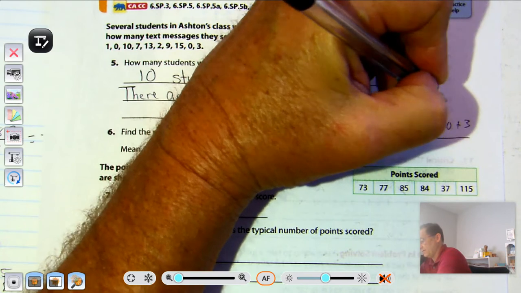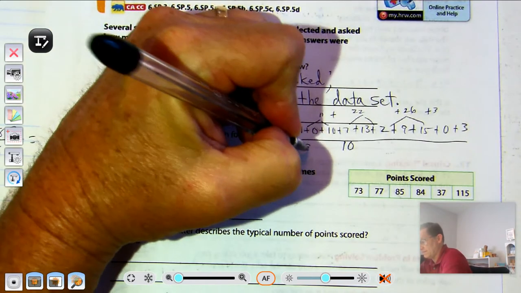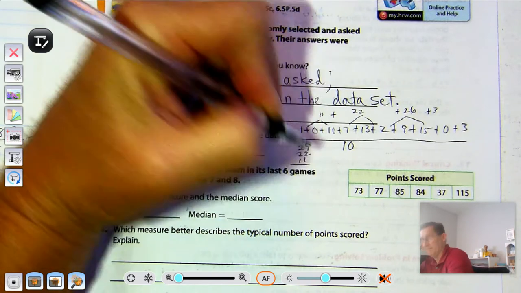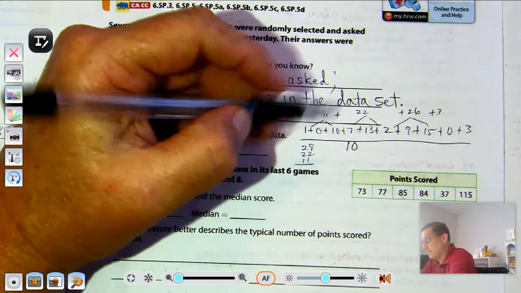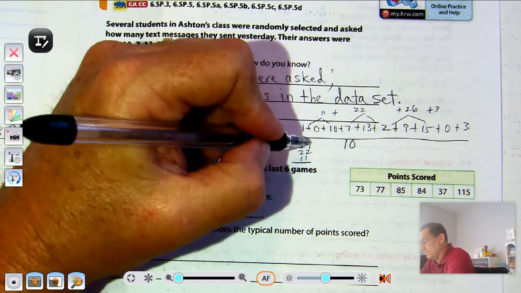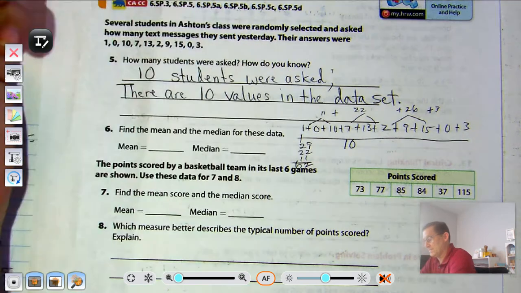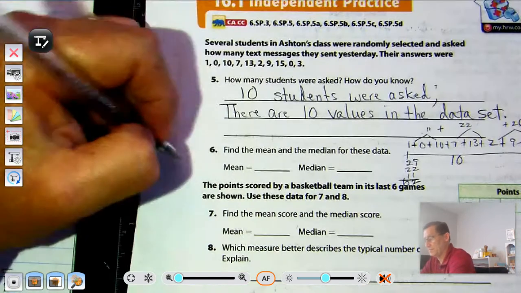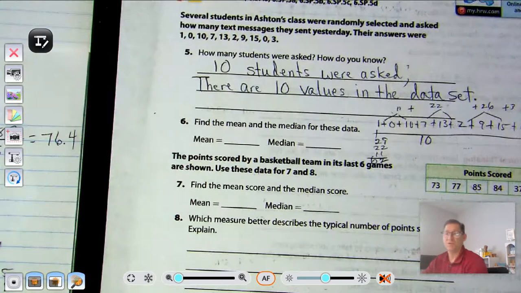And plus 3. So we have 29 plus 22 plus 11. Okay, all I did was combine 26 and 3 to get 29. And then I'm using 22 and 11. So we get 62. 62 divided by 10. Well, that's 6.2, right?